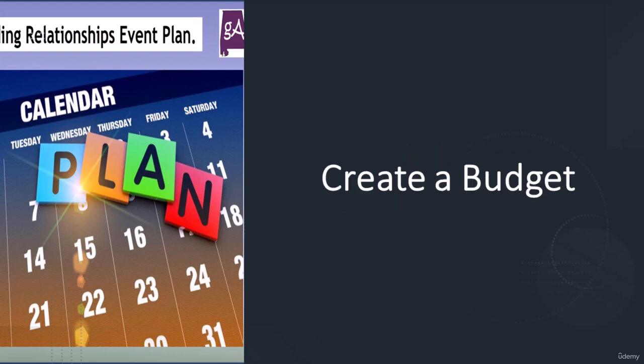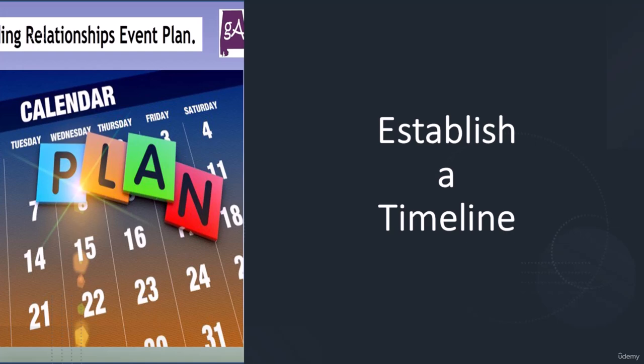Create a budget. Determine the overall budget for the event. Break down expenses for venue, catering, entertainment, decorations, marketing, etc. Establish a timeline. Develop a detailed timeline with key milestones and deadlines. Consider factors like when to finalize the venue and when to confirm vendors.